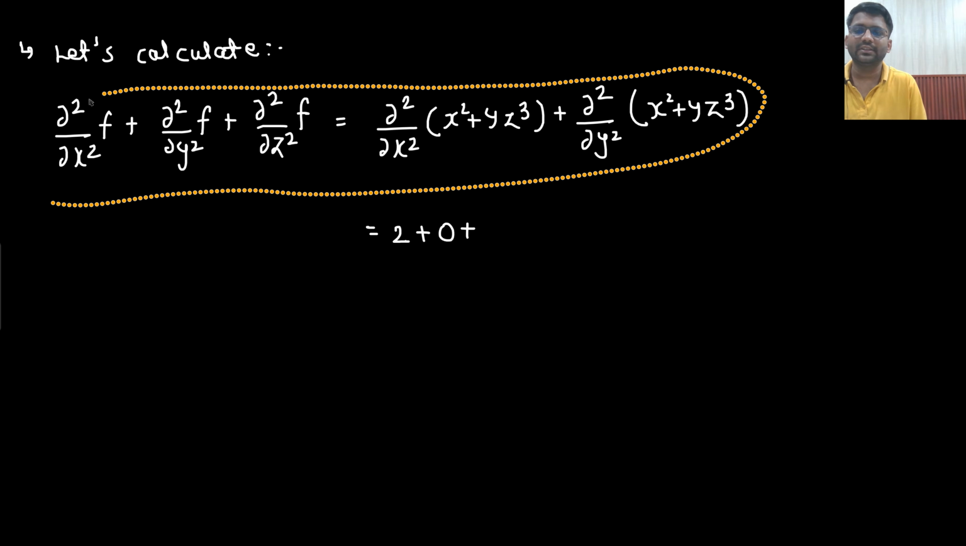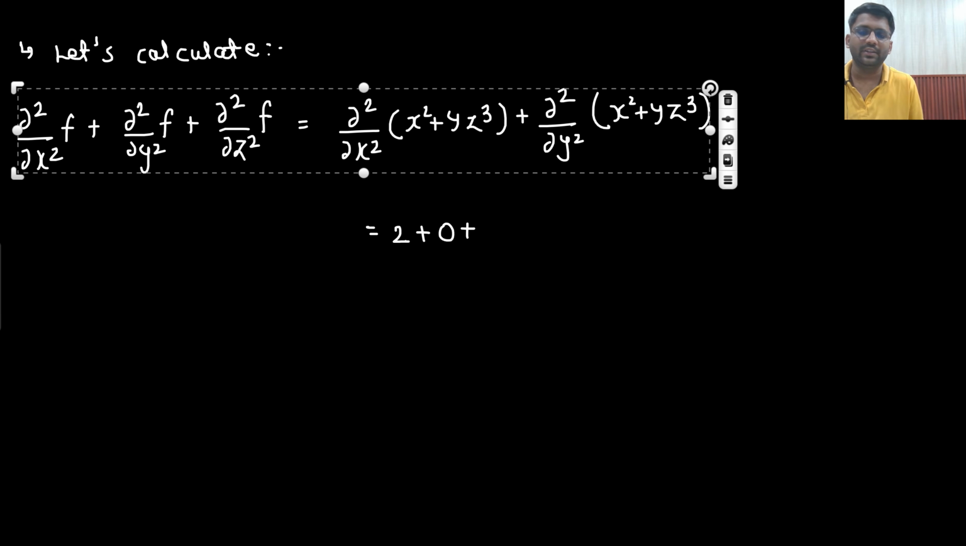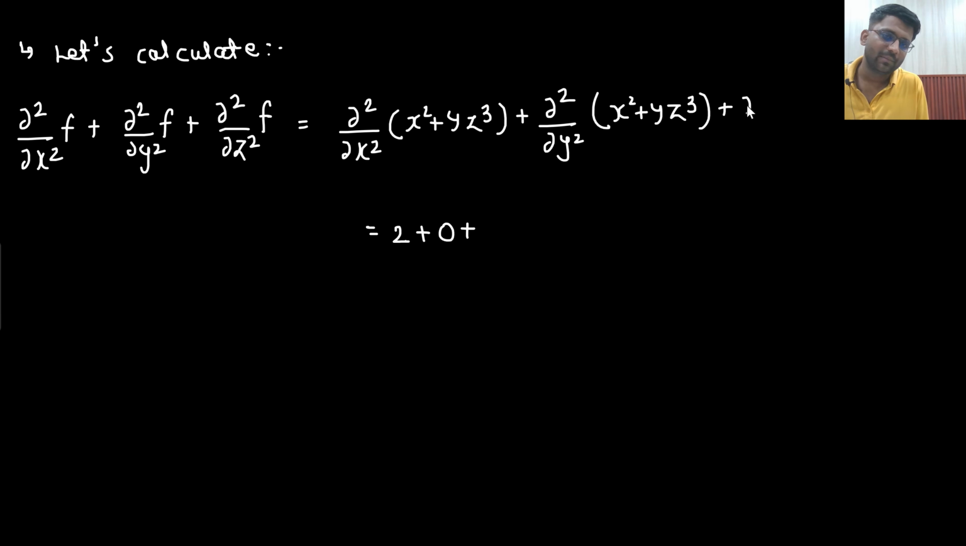Plus the same function partially differentiated with respect to z 2 times. Sorry, 2 times, not 3 times. So the function is x cube plus yz cube. Partially differentiate 2 times.